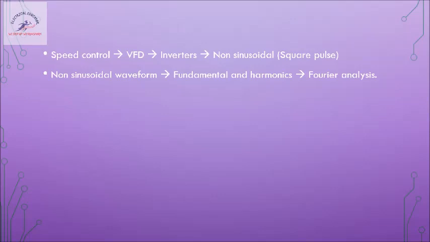So these original square pulses which we have, we divide into a fundamental component and harmonic components. The analysis we use for this purpose is done with the help of Fourier analysis. Basically it means that any square wave can be represented as a summation of different sine waves, where one is the fundamental and the remaining waves are called harmonics.